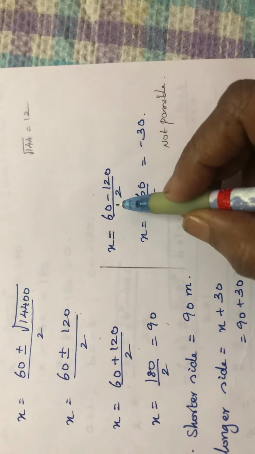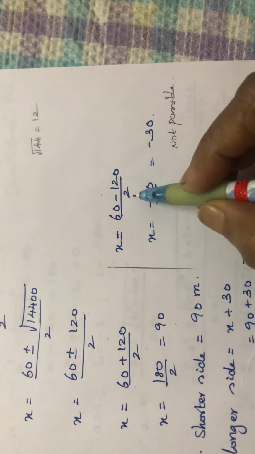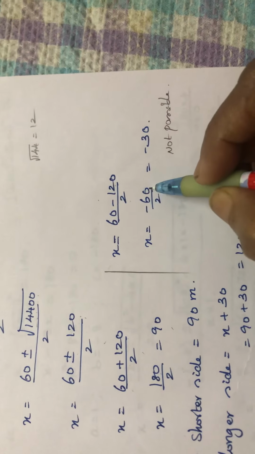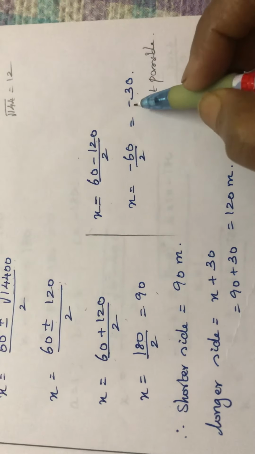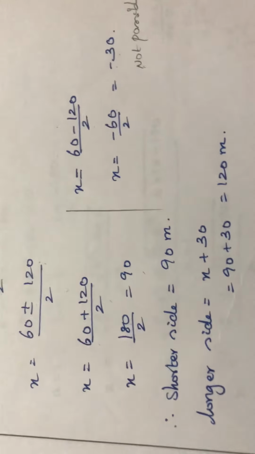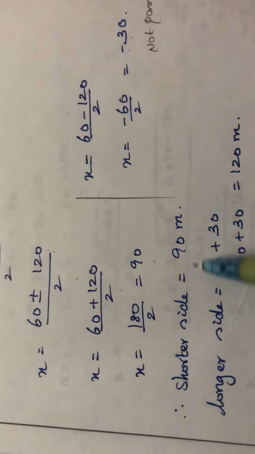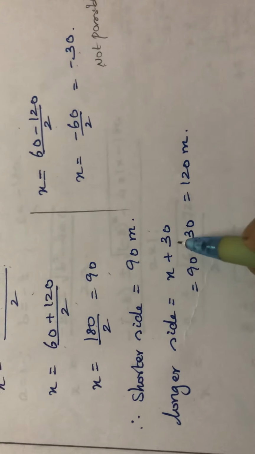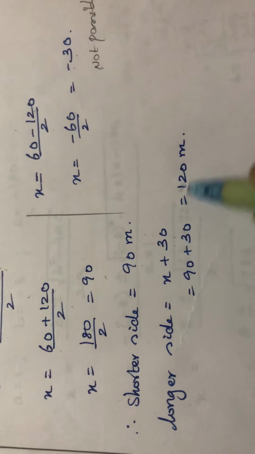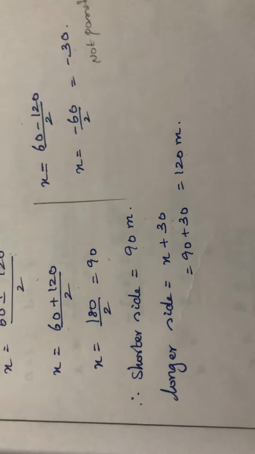Second case, x is equal to 60 minus 120 by 2. When I am subtracting, minus 60 by 2, minus 30. Negative value is not possible in the length. Therefore, shorter side is equal to 90 meter. Then longer side will be x plus 30. That is 90 plus 30, 120 meter.